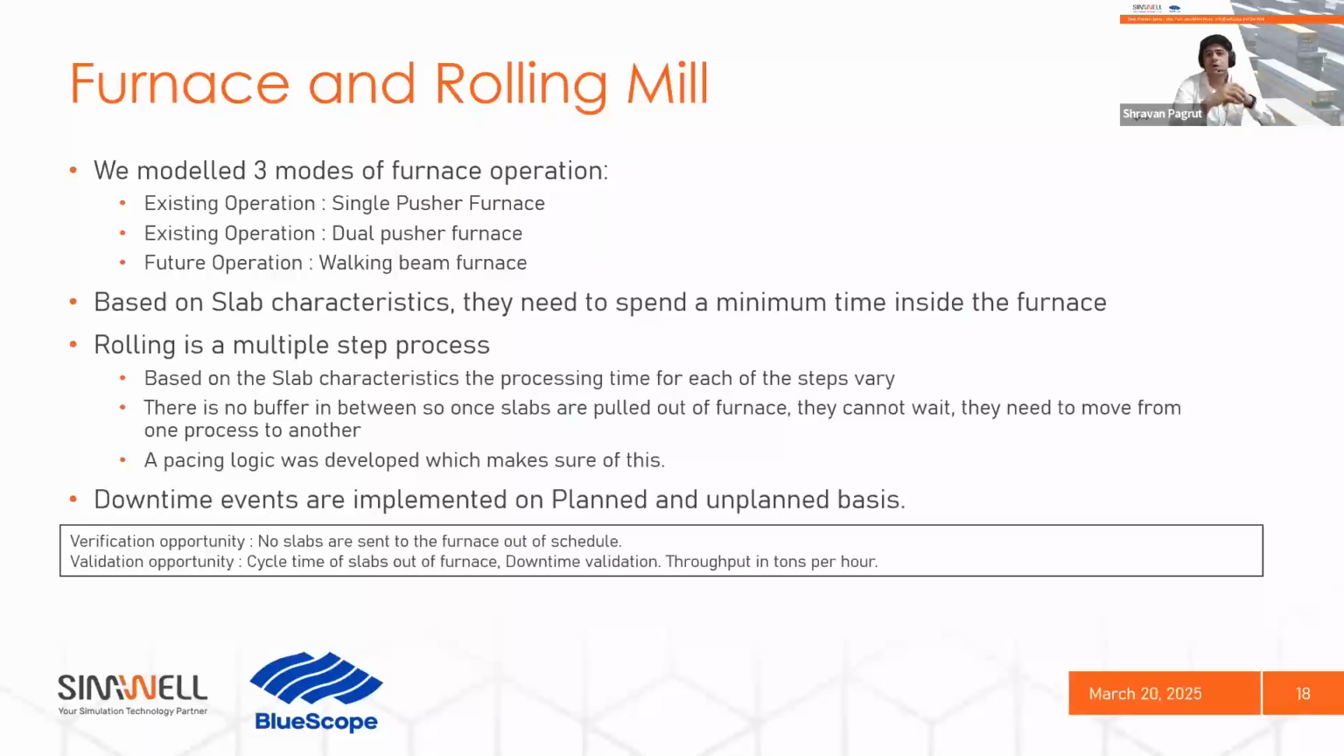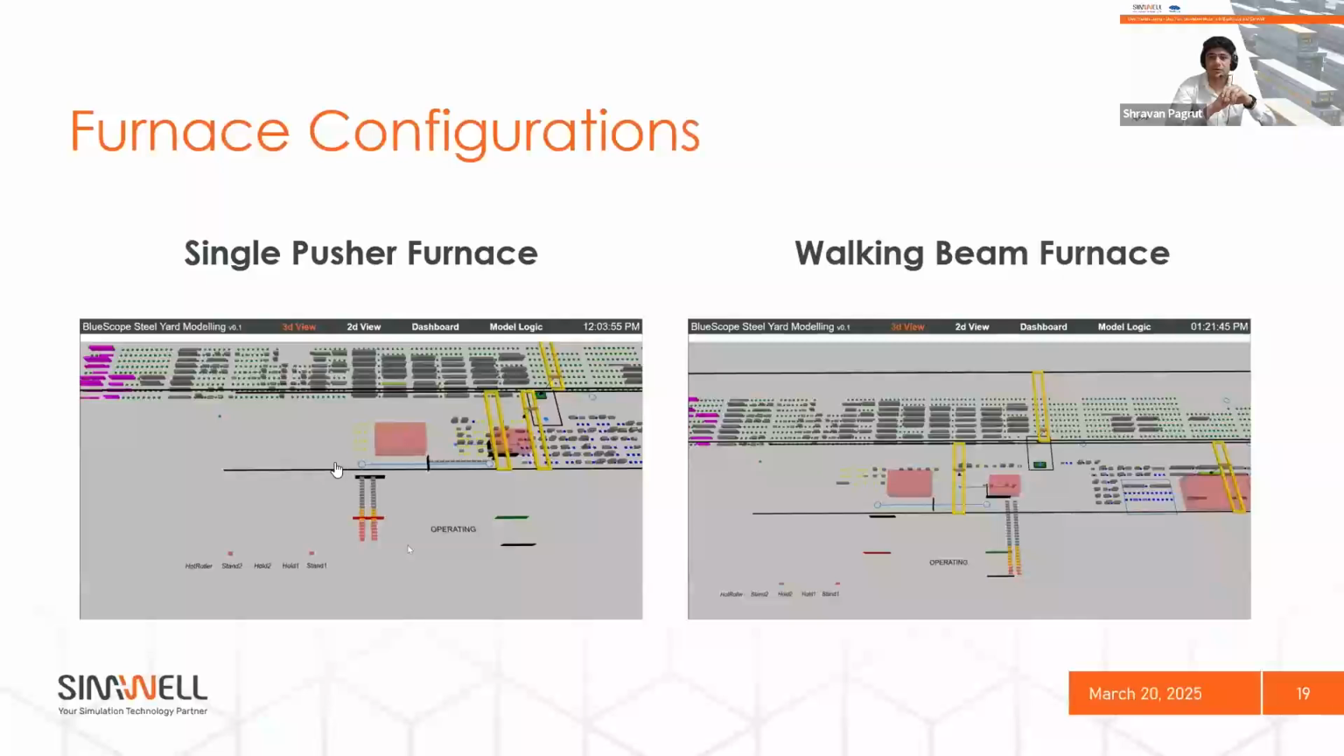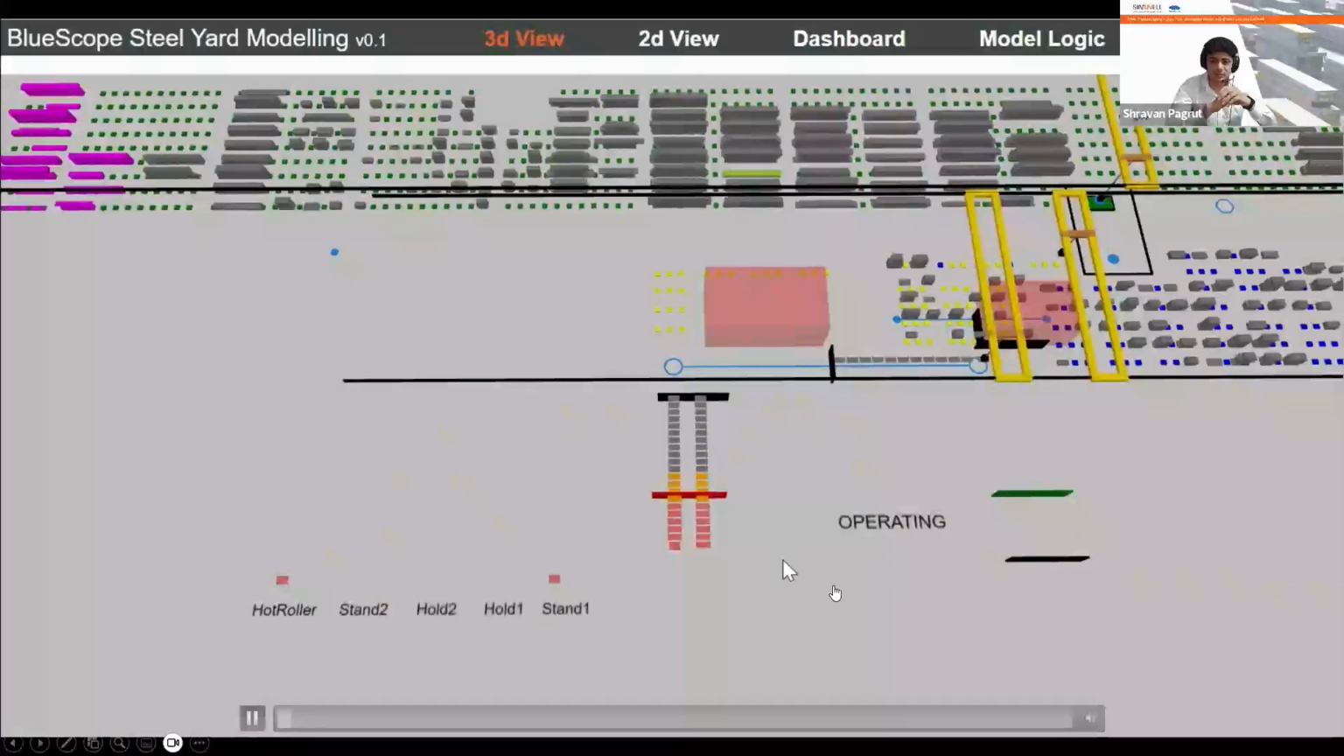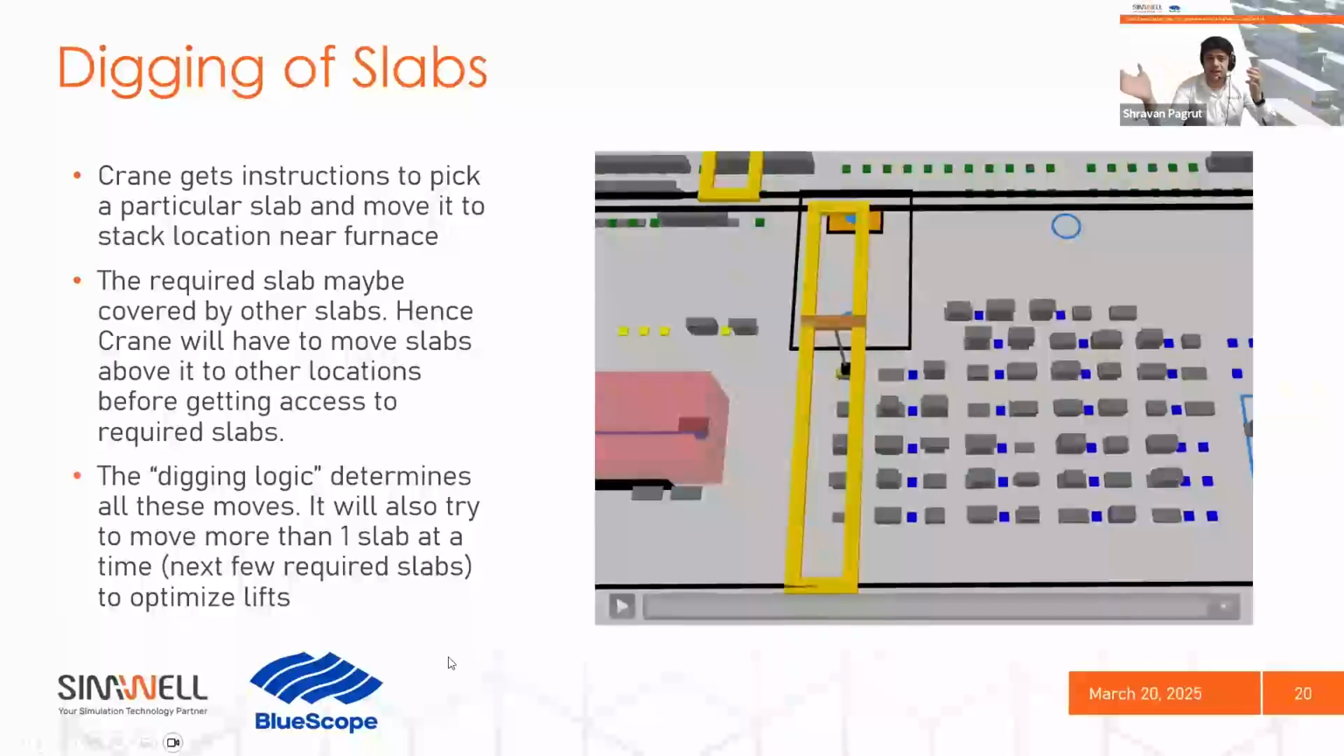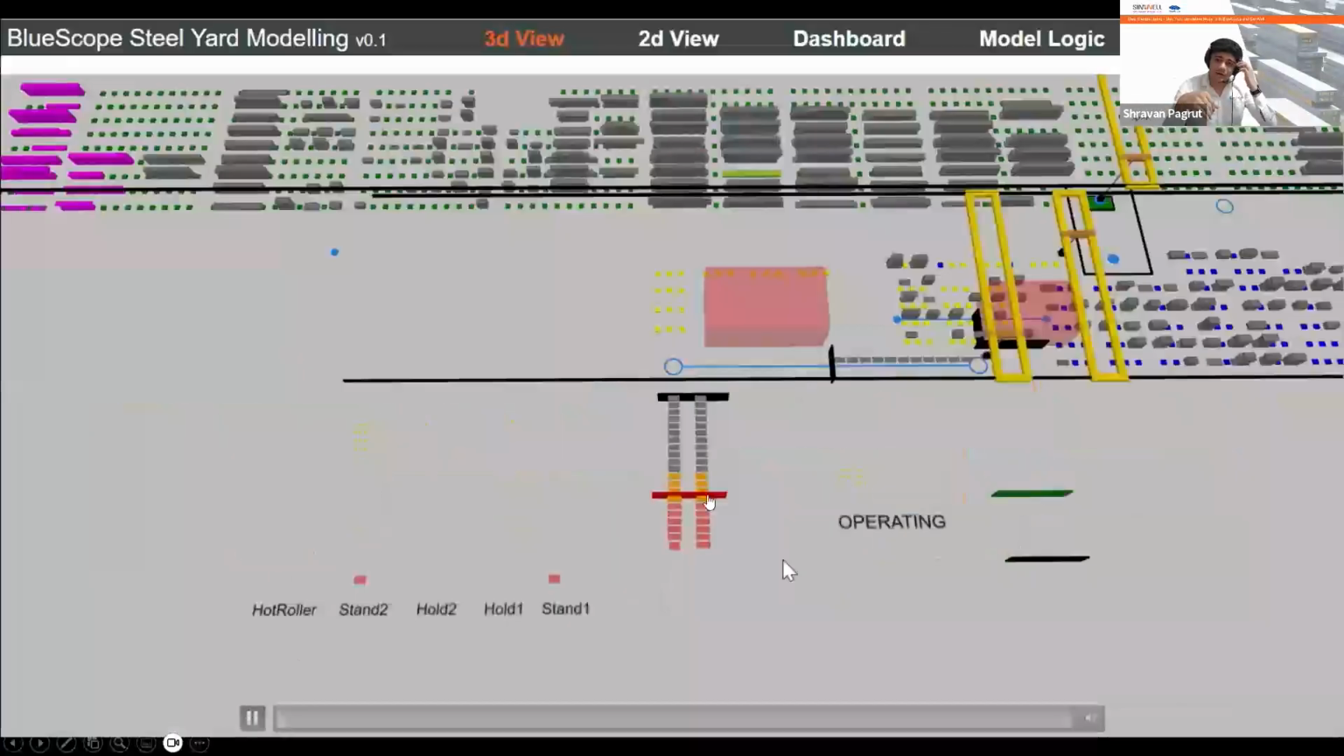Now we'll go on to the operation of these two types of furnace. So here you'll see the single pusher furnace, where you have the roller table on the right, where you see a lot of slabs lined up. A slab comes in, it pushes one of the slabs out. This is, as I said, maintained by the pacing logic, where basically it determines when a slab would be leaving the furnace.